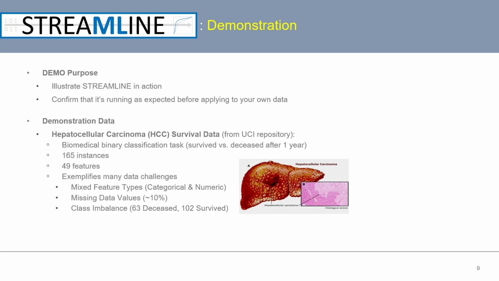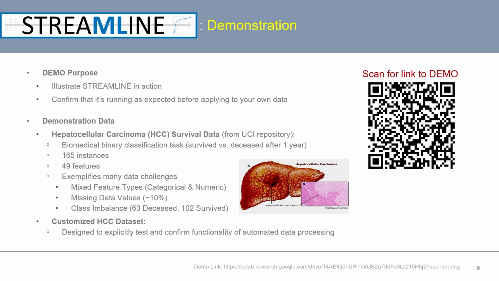This dataset exemplifies many of the basic data challenges, including having mixed feature types of both categorical and numeric, missing data values at around 10%, and class imbalance with 63 deceased instances and 102 instances that survived after 1 year. The demo also includes a customized version of this dataset designed explicitly to test and confirm the functionality of Streamline automated data processing.